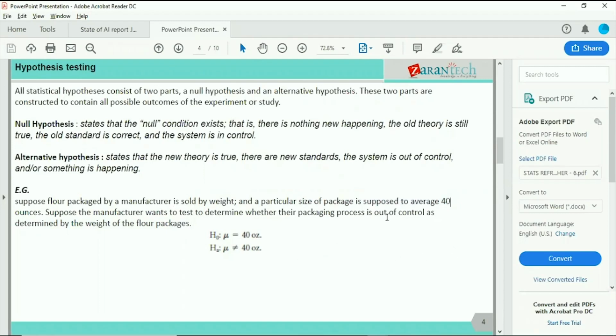So the null hypothesis here will be whatever is the obvious thing which existed previously, which is the average equals 40 ounces. Now the test wants to determine whether their packaging process is out of control, or the average is not 40. Hence, this is the alternate hypothesis.